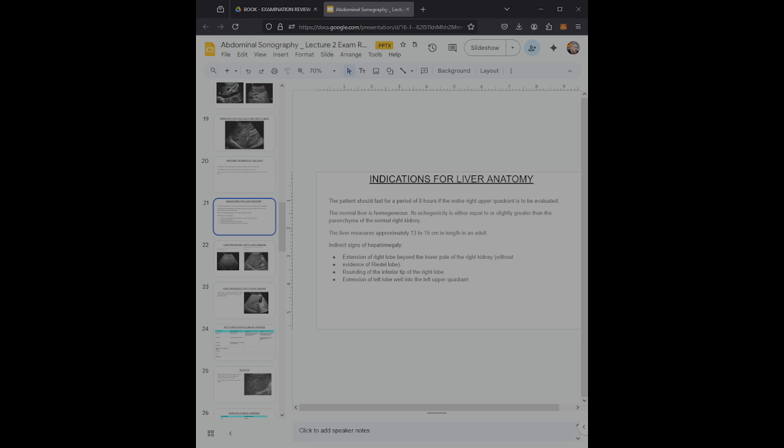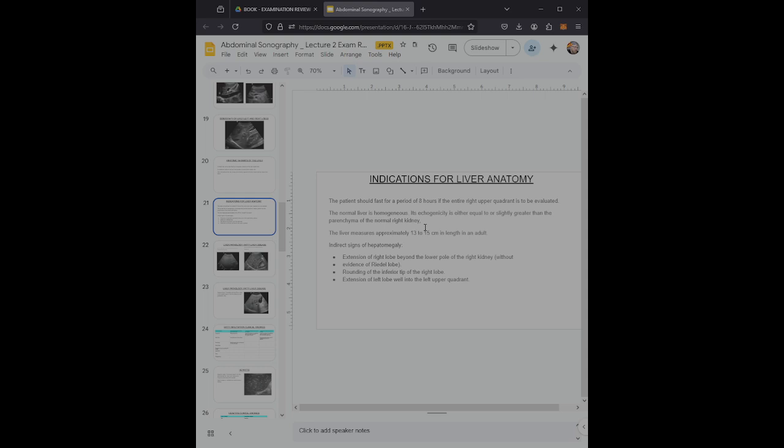So what are some considerations for liver sonography? Well, first and foremost, we should start with preparing the patient, and so the patient should fast for a period of about 8 hours if we're going to examine the entire right upper quadrant. Although departmentally it might vary, some departments require only 4 hours of fasting. Some may not even require any special patient preparation.